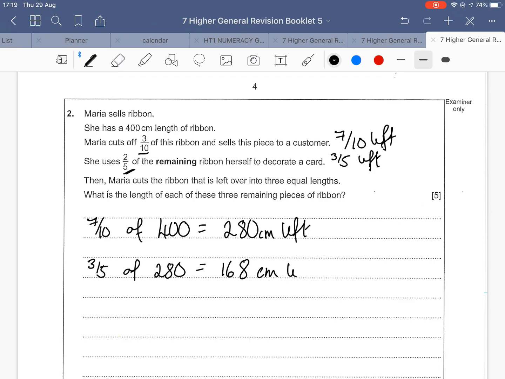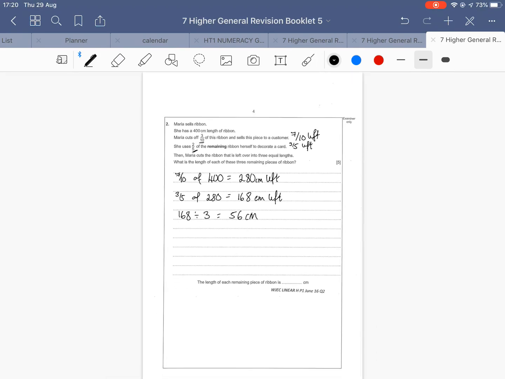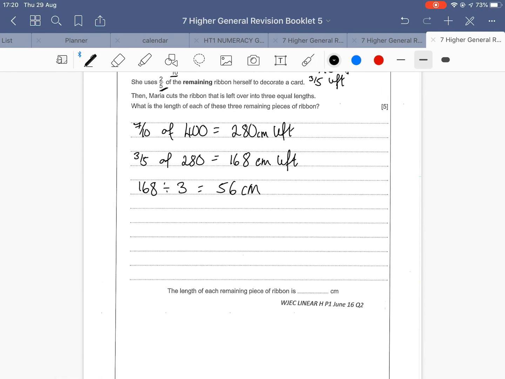So 168 centimeters left. What does she do then? She then cuts the ribbon that is left over into 3 equal pieces. So all we have to do is 168 divided by 3, which is 56 centimeters. Again, bus stop method if you needed to. But not that hard, just a lot about fractions of amounts. So when you get a fraction of an amount, divide it by the bottom, times it by the top.